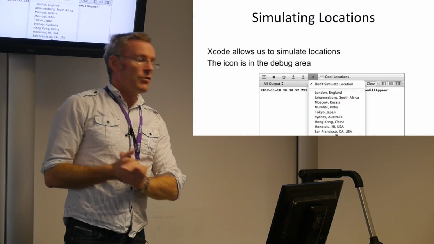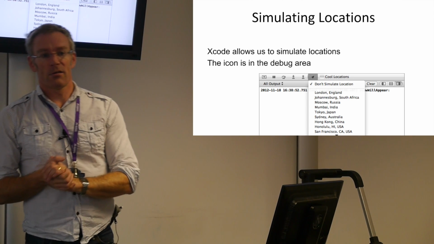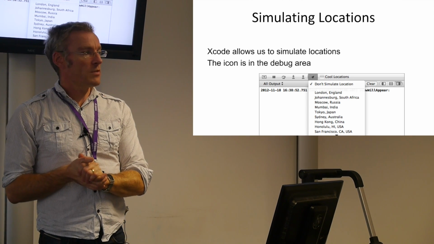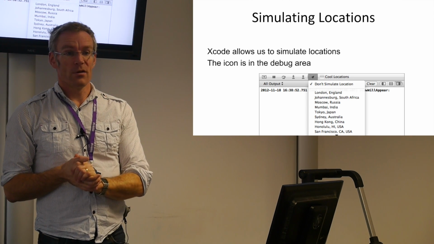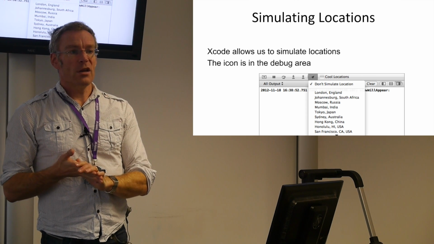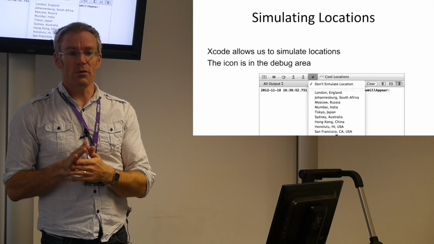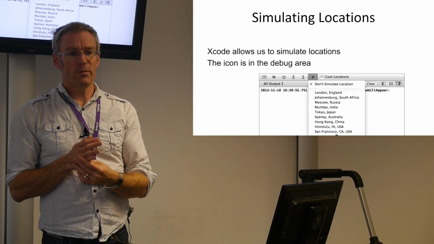Okay, now there is a slight problem with the simulator, isn't there? Because you're on the simulator, there's no GPS chip. If you test this out, where do you think it places you by default? Any particular place in California?